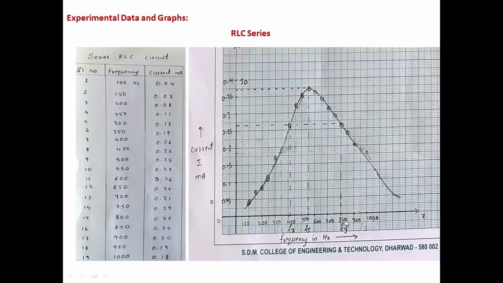If you further increase the frequency, the current goes on decreasing in the RLC series circuit, and the maximum current divided by √2 gives you the bandwidth. Cut at these 2 points and draw the perpendicular lines. This 800 minus 420 is the bandwidth for the RLC series circuit.